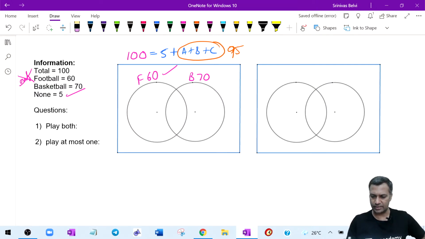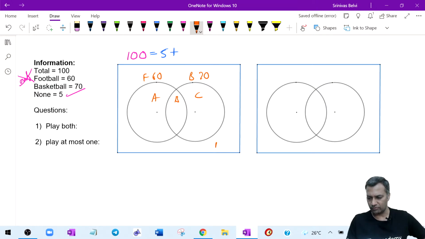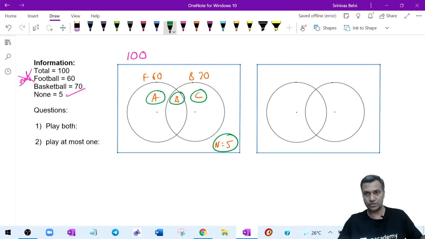This first method is clear to all of us. The second one: you can also use the equations. This is A, this is B, this is C, and we have football is 60, basketball is 70, and none of these is equal to 5. We know all these numbers. So 100 is made up of four numbers, because you never take your eye off the actuals. So 5 plus 95, A plus B plus C.